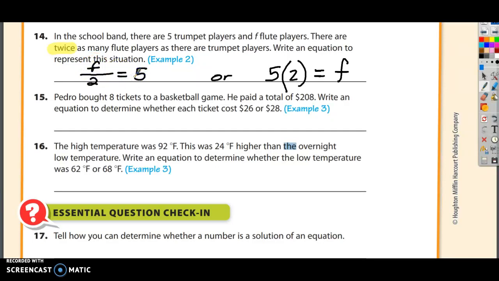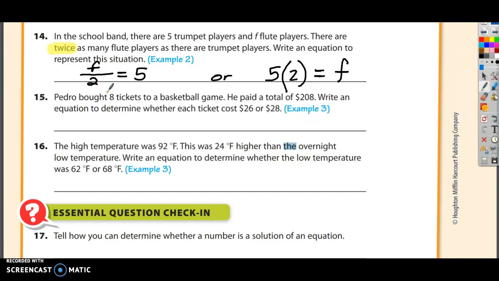Because we know that there's twice as many flute players as trumpet players. Now both of those answers would be 10. F would be 10. This is the answer they prefer on the left, but both answers are okay. That won't be on a checkup, but if it were, both answers would be acceptable.